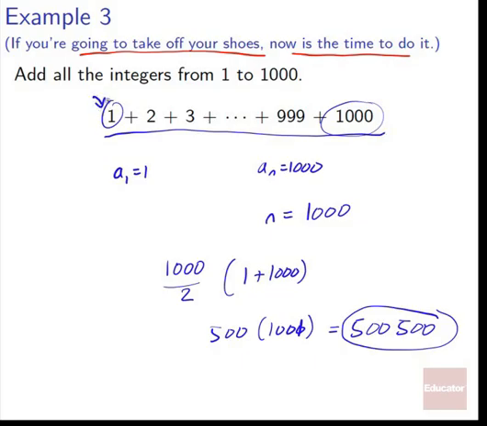Our first term was 1, our last term was 1,000, so A1 equals 1, AN equals 1,000. How many things are there from 1 up to 1,000? Well, that one's pretty easy. That one's 1,000. So we've got N over 2, 1,000 over 2, times 1 plus 1,000. I made a little bit of a typo as we were writing that out: 500 times 1,001. Multiply that out and you get 500,500.